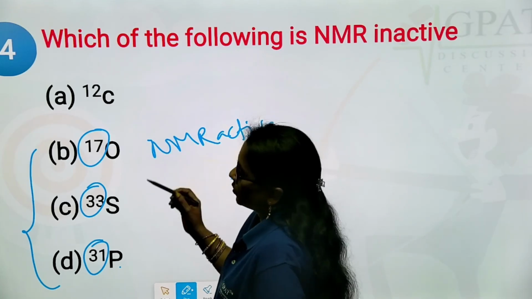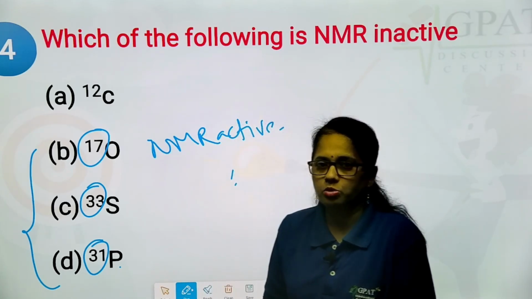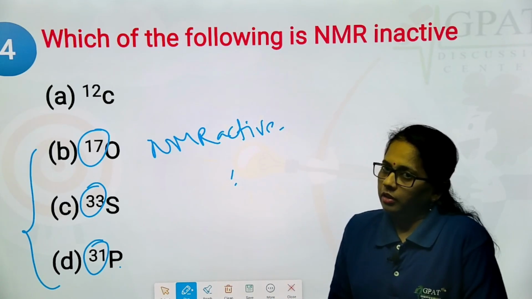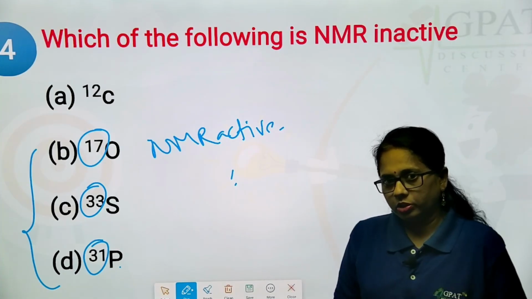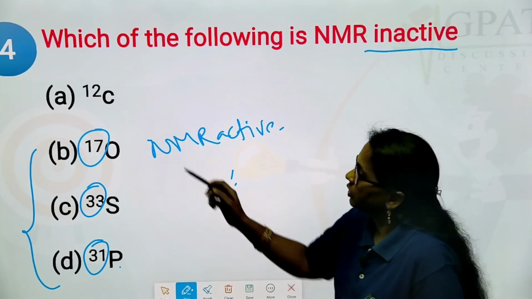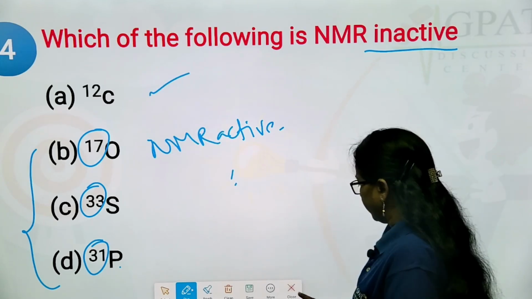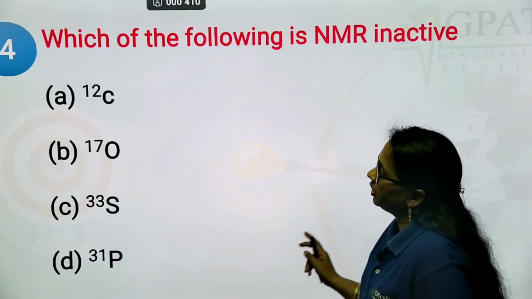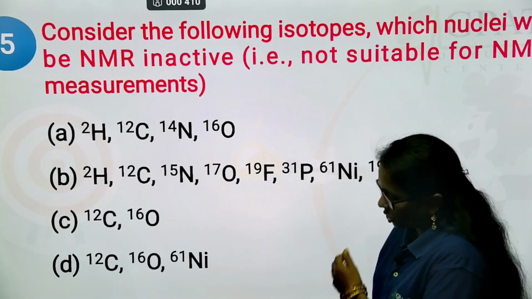That's why we use isotopes like C13 for NMR, in order to get the NMR signals. So they have asked for NMR inactive, so obviously A is the right option for this question. Okay. Now let us move to another question.